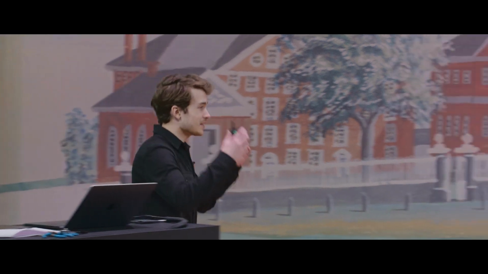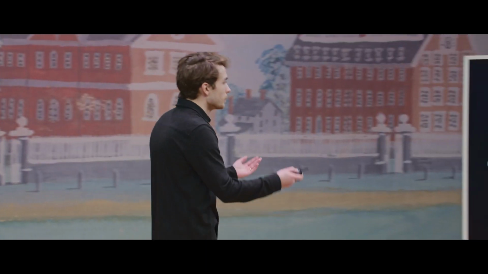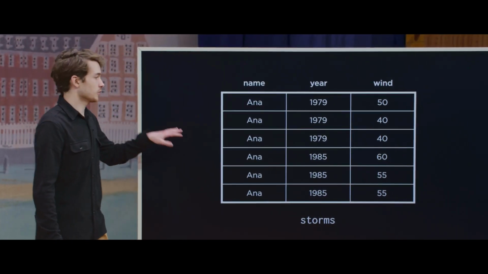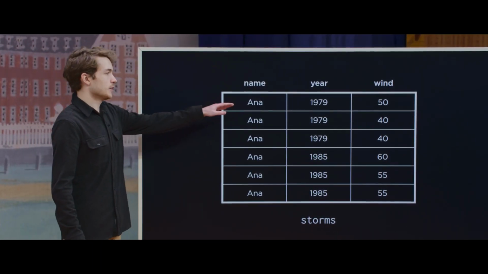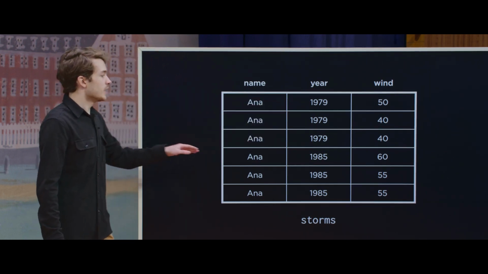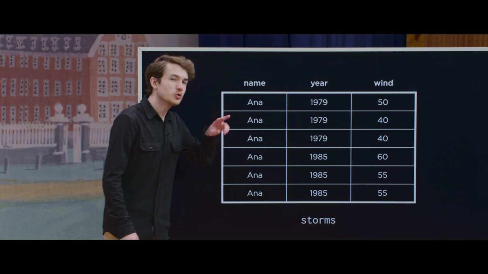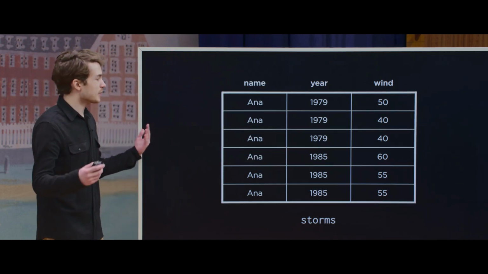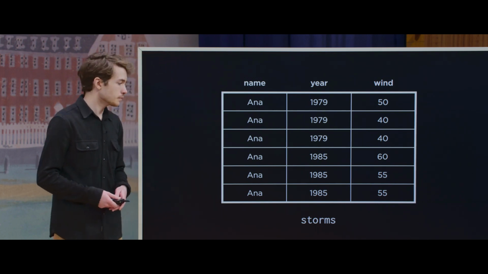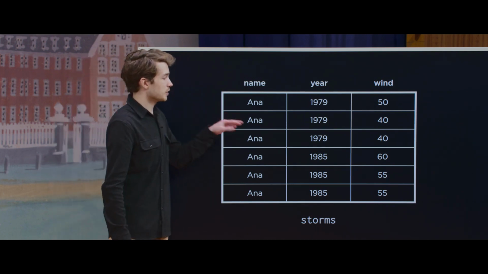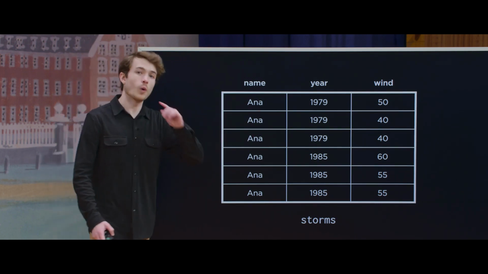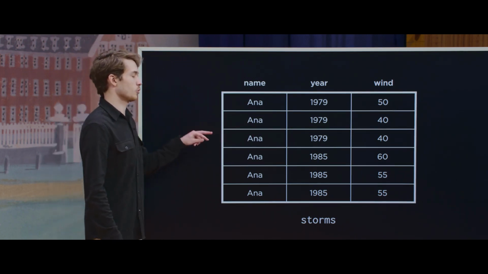Over here, we've seen this distinct function, but what can it do? Well, here, let's consider this example data set that includes two distinct storms. One named Anna that happened in the year 1979, and one named Anna that occurred in the year 1985. These are two distinct storms, and it seems like we have 3 observations for each of these different storms. Now, I could use the distinct function to get back, ideally, the 2 distinct storms in here. 1 row for each of the 2 distinct storms.